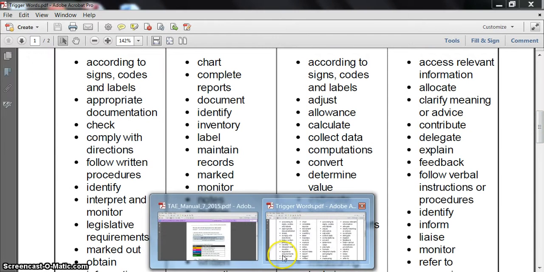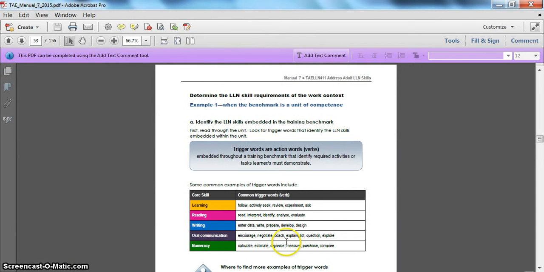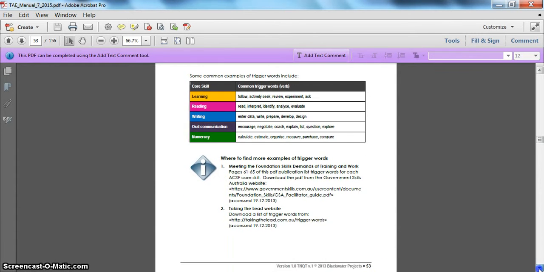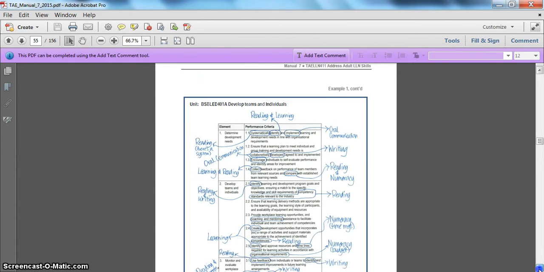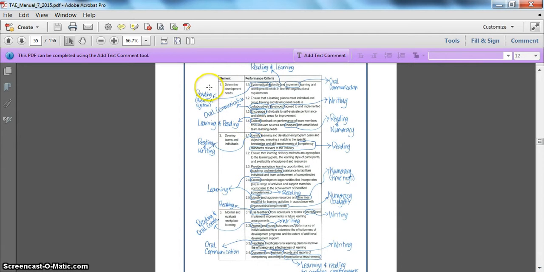But in essence, we're going to stick with the unit of competency and the one that has been completed in the learning manual. You can see where they have gone through the performance criteria and identified where there are concepts of reading or learning, oral communication, writing, and as you go through, you look for the core words or the keywords, the verbs, or other words that are directly related to those core skills.